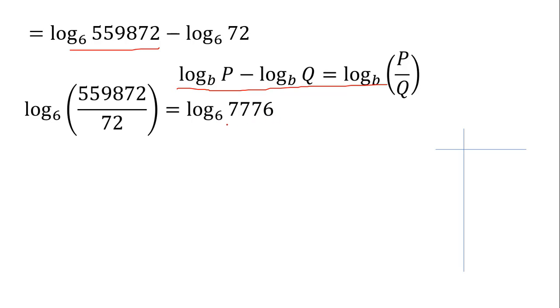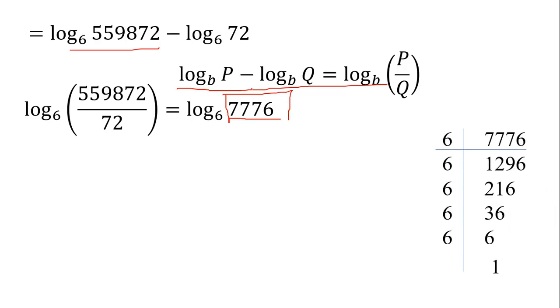Now, what's of interest here is, can I write 7,776 in terms of 6? Yes, it's possible. Let's perform a long division using 6 to divide it repeatedly. 6 goes in 7,776 to give me 1,296. 6 goes in 1,296, I'm going to have 216. 6 goes in 216, I'm going to have 36. And 6 goes in 36, I'm going to have 6. Then 6 goes in 6 is going to be 1. So I'm going to have this result.